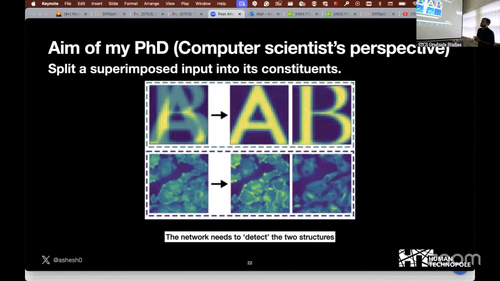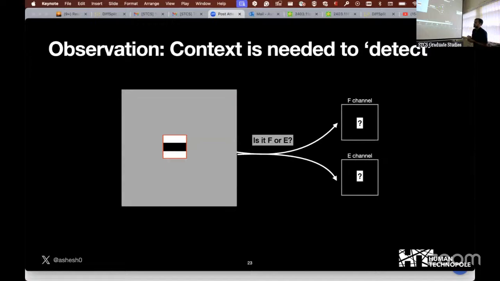So this is the task for my PhD. Given a superimposed image, the task is, can we get individual constituents? And for this, the network somehow needs to detect the two structures that are present in the input, and then it needs to say, okay, this structure needs to go here, and that structure needs to go there. And for this, early in my PhD, we observed that spatial context is needed to detect those different structures.